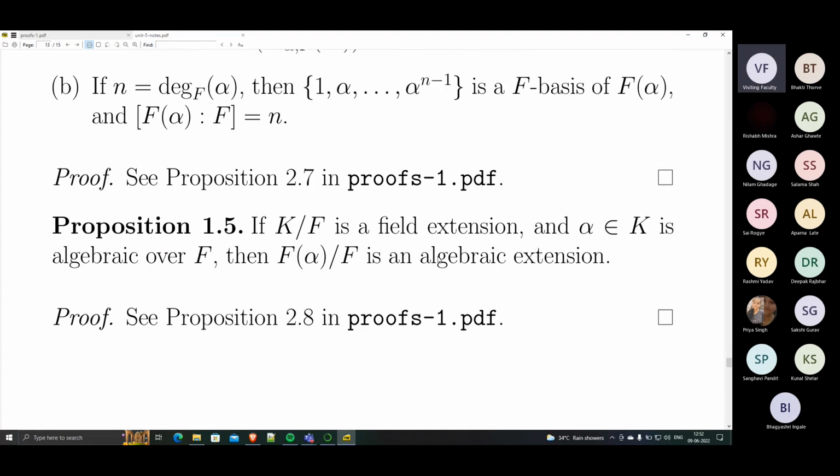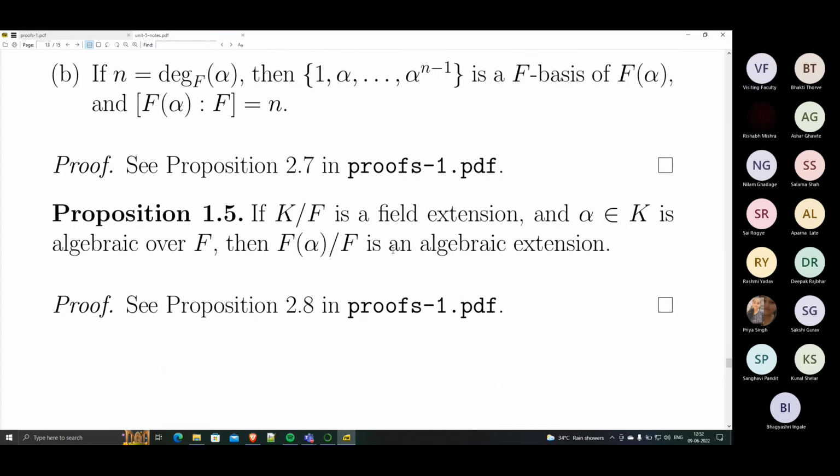So some more properties about this. If K over F is a field extension, this is the next statement, and alpha is algebraic, then F(alpha) over F is in fact an algebraic extension. Do you understand the statement? If K over F is a field extension and alpha in K is algebraic, then we know this field F(alpha) has dimension equal to the degree of alpha over F. So this has finite degree. In fact, this field is algebraic over F. This is an algebraic extension.